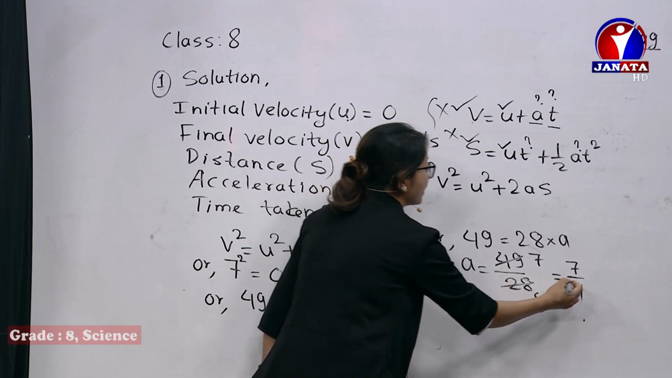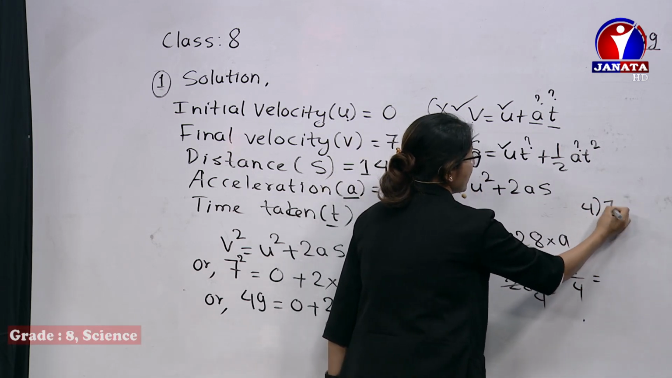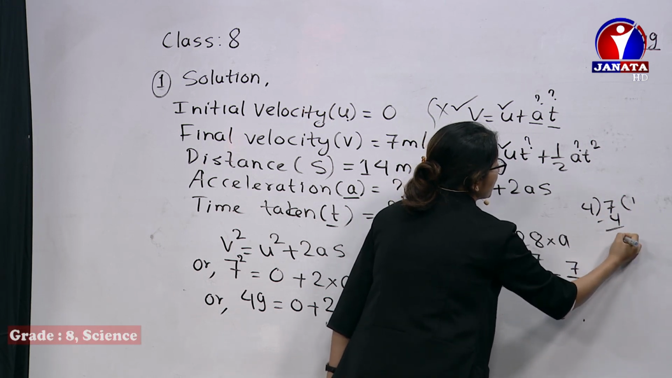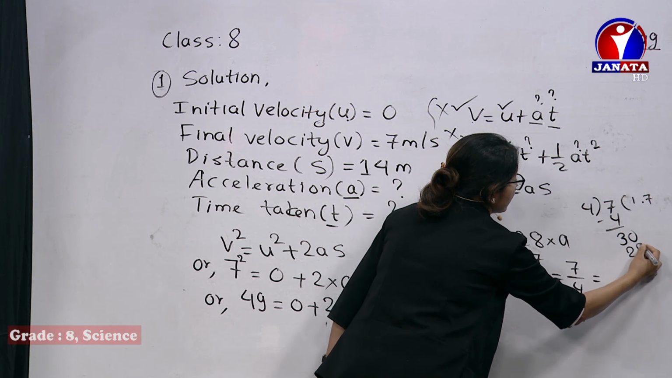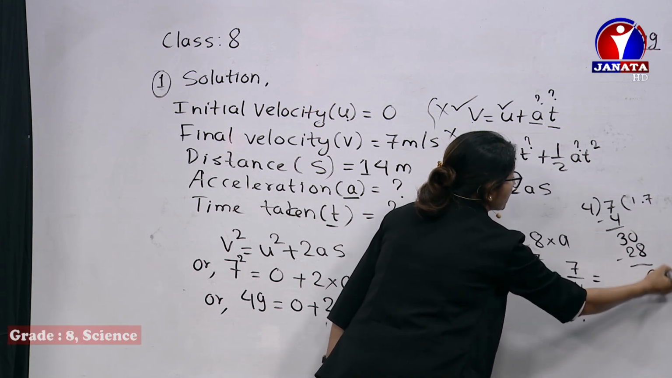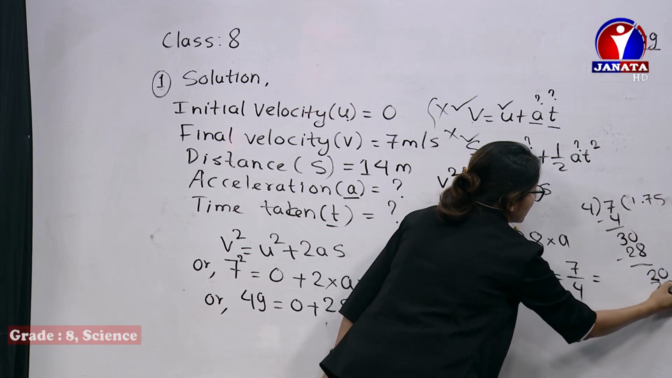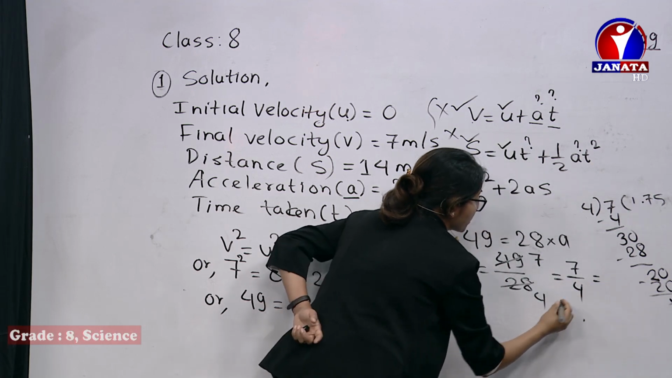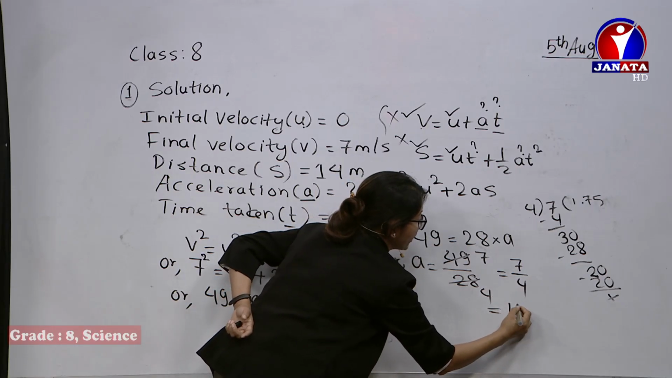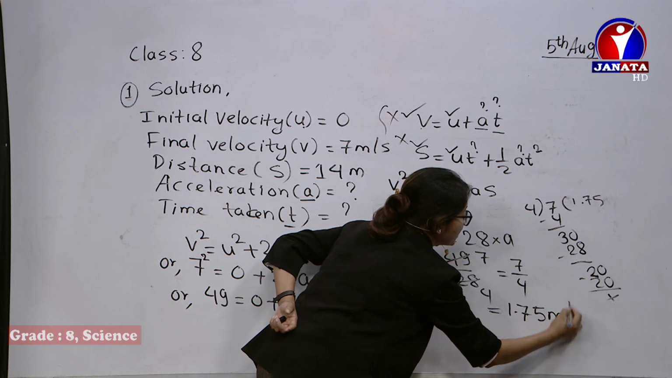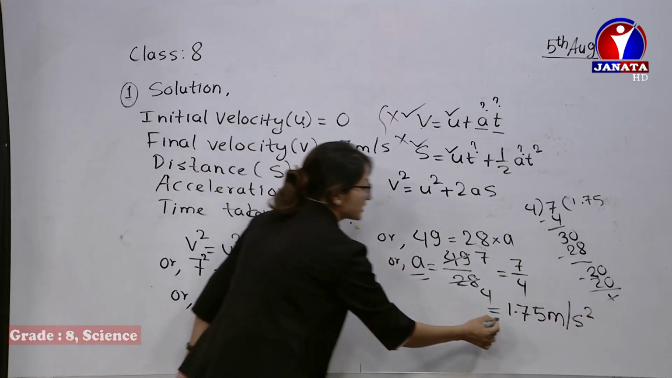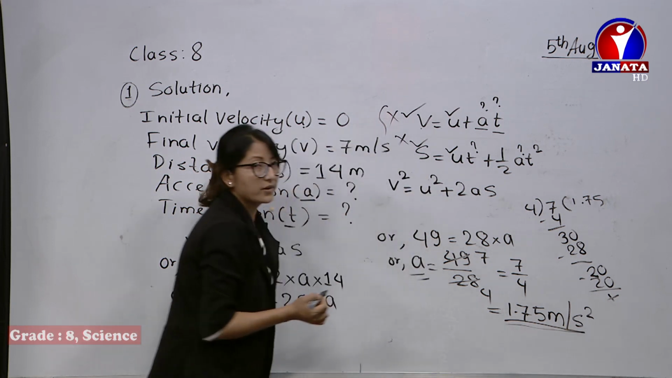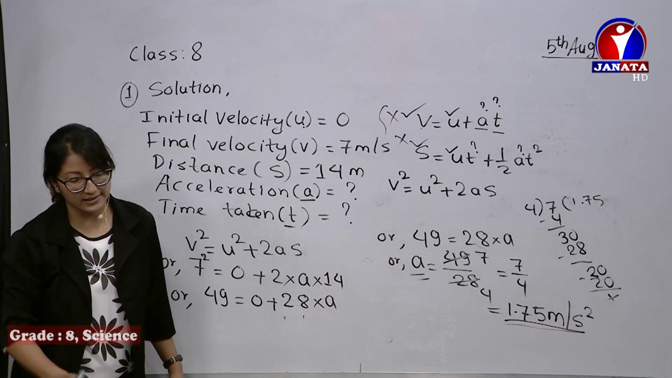If you divide 7 by 4, how much do we get? 4 ones are 4, 3, 4 sevens are 28. Then there comes 2, point already added 0, 4 fives are 20. So it's all together 1.75 meter per second square. We are calculating acceleration, so its SI unit is meter per second square.